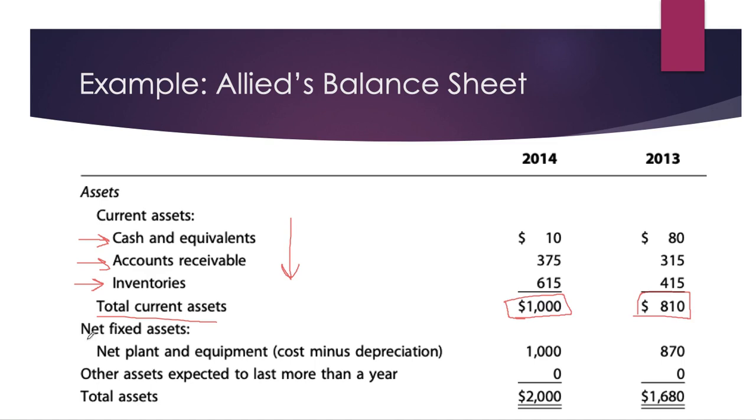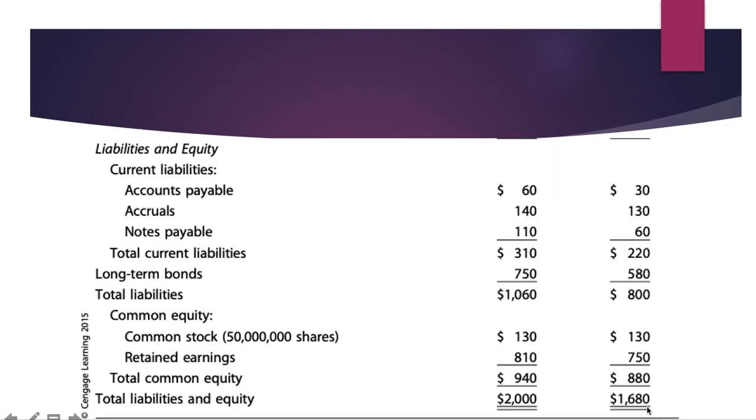And then we have the next fixed assets. And as you know, the fixed assets are less liquid compared to these current assets. Fixed assets include plant and equipment, such as buildings or some fixed equipment of the corporation. And then there is the other assets that expected to last more than a year. And finally, all these items are added together. That gives us the total assets here for this example.